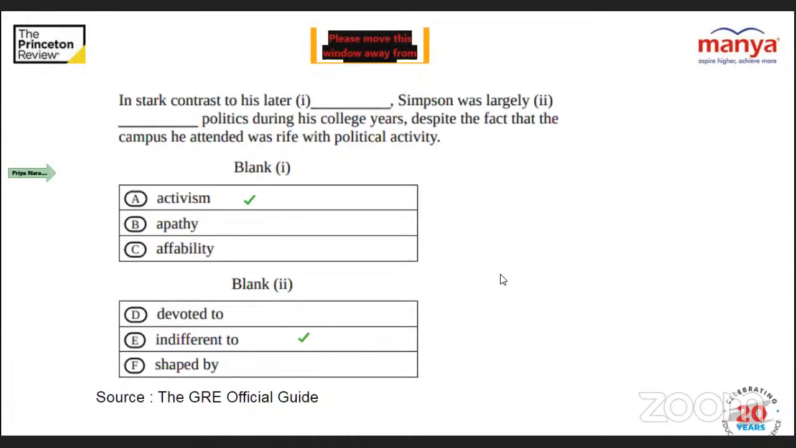So the campus where he was attending was rife with political activity, but despite that, how was he? He was not bothered about it. So he was indifferent towards politics. And what do we know? The second part of his life was a contrast. So he was into political activism. Is that clear, everyone? So you need to look for the right clues to answer these kinds of questions.